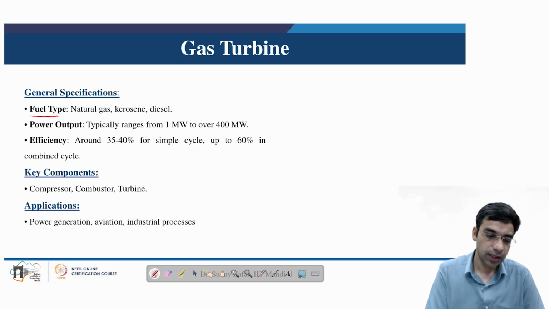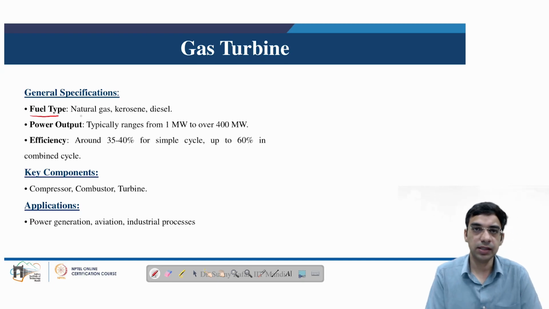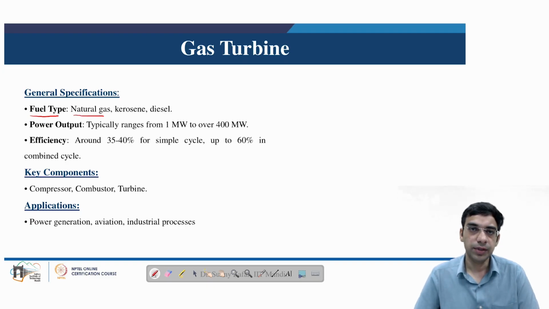So if we talk of general specification of these turbines, here we look at the fuel type. In gas turbines, natural gas is one of the popular fuels which is used, as it is relatively cleaner compared to liquid fuels like kerosene and diesel. Nevertheless, in some cases, in land-based gas turbines, kerosene and diesel may also be used.